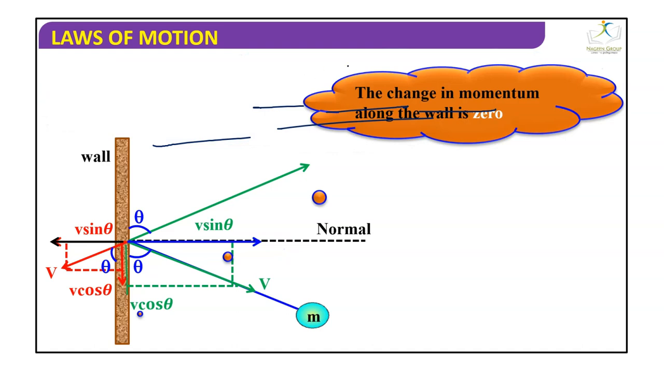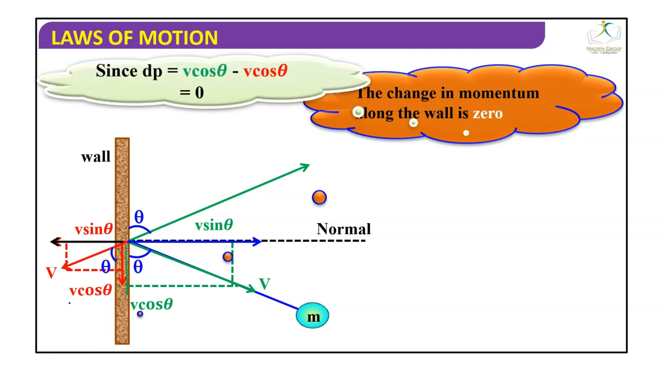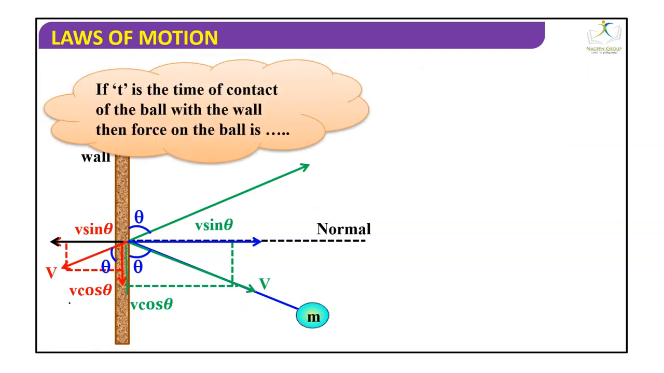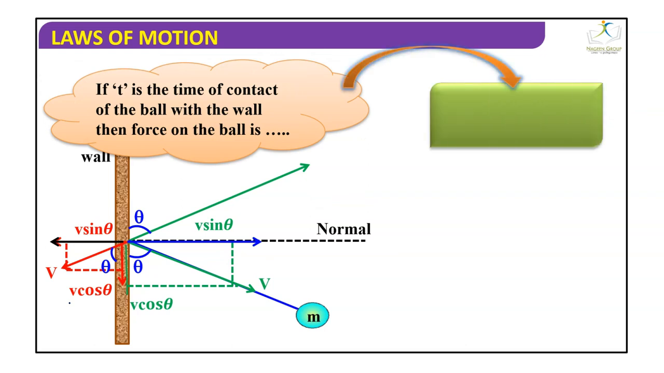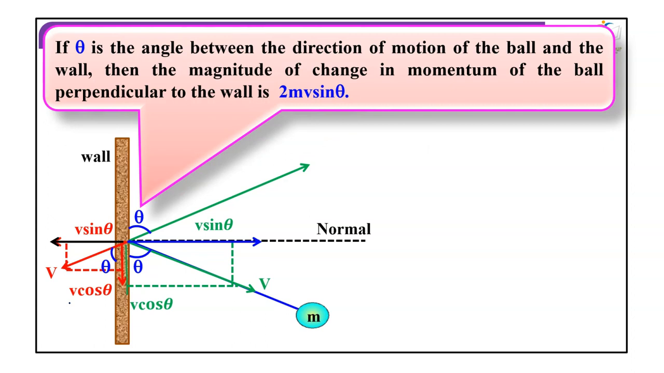In this, momentum along the wall is 0, since dp is v cos theta minus v cos theta, which is equal to 0. If t is the time of contact of the ball with the wall, the force on the ball will be 2mv sin theta by t. If theta is the angle between the direction of motion of the ball and the wall, then the magnitude of the change in momentum of the ball perpendicular to the wall is 2mv sin theta.